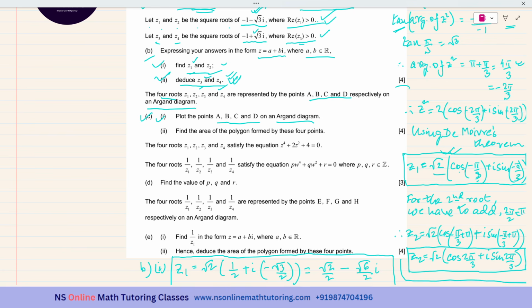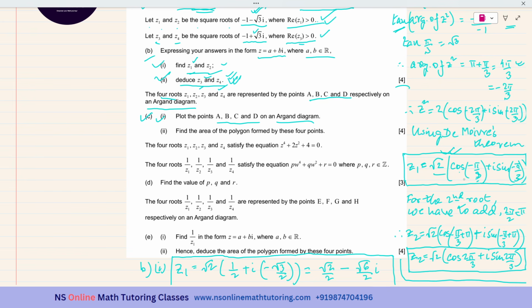So whenever you have to plot the roots or any number of complex numbers on an Argand diagram, even if it is a single complex number, at least I prefer to plot it not in the Cartesian form.